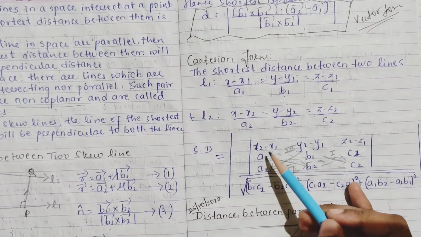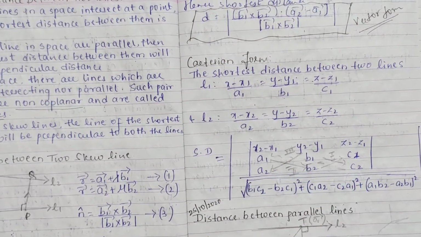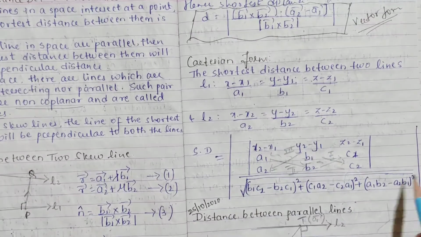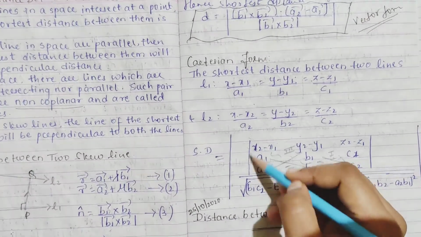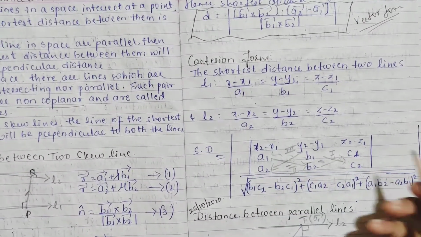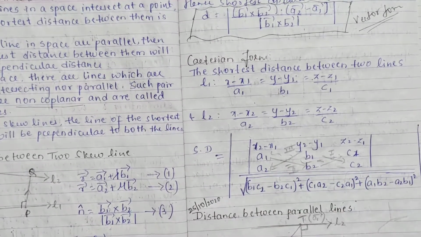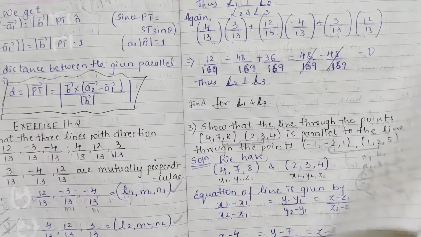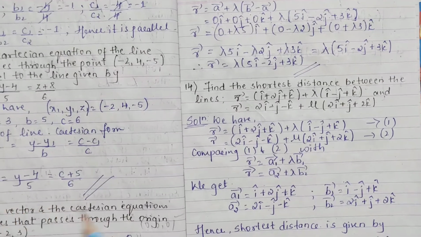Here it is, right? x2 minus x1, this is your whole Cartesian form. Same, this is your modulus, this is your determinant. Okay, substituting your values a1, b1, c1.